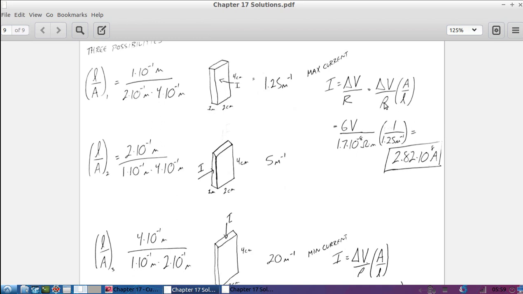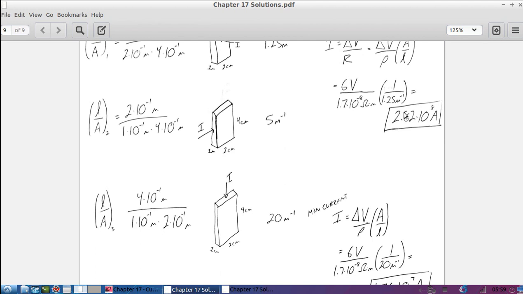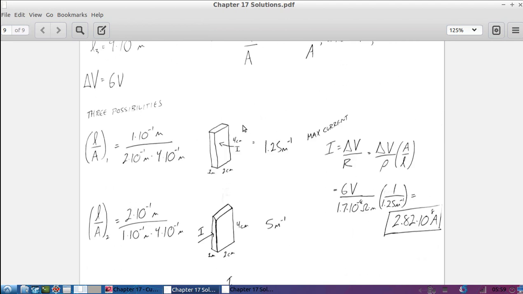So I look up the resistivity, I factored this L over A, right? I grouped it together into its own term because we already calculated that. So delta V I know, rho I looked up, A over L is 1 over 1.25 inverse meters, right? So these inverse meters are going to come up here, they're going to cancel, I'm going to get volts over ohms, and I'm going to be in amps, and everything's going to be good. So I throw my voltage in there, my resistivity, and this length to area ratio in, and I get 2.82 times 10 to the 8 amps. Okay, very, very high current. So that's the max current that I can send through this copper block.